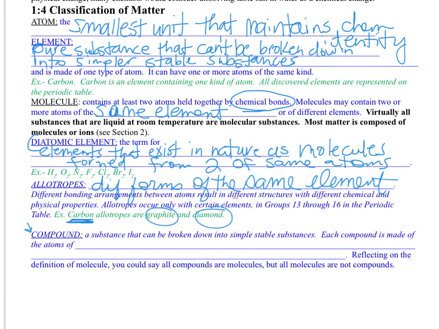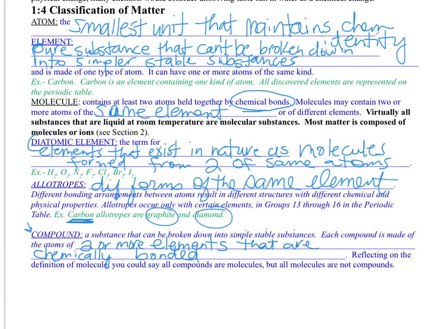Okay, and a compound is a substance that can be broken down into simple, stable substances. Each compound is made of the atoms of two or more elements that are chemically bonded. I always think of the C's: a compound starts with a C and chemically bonded starts with C. Two or more elements that are chemically bonded. Now, just because it can be broken down into simple, stable substances doesn't mean you can simply break it down. It takes some work, and it takes chemical means, not just a physical separation.